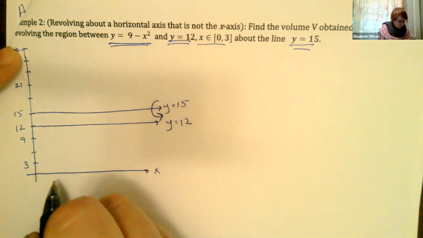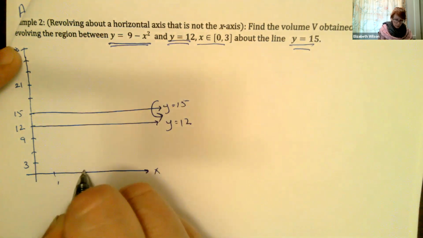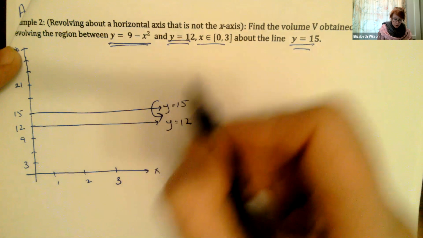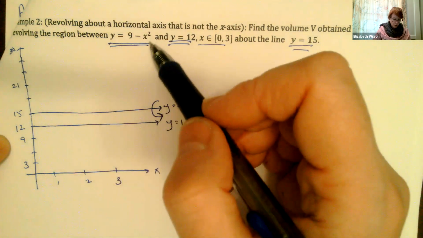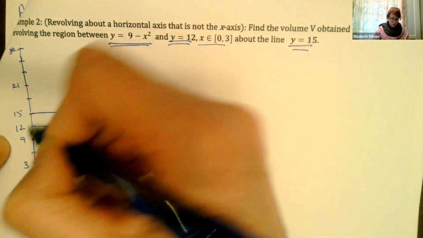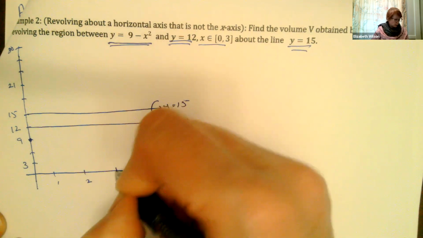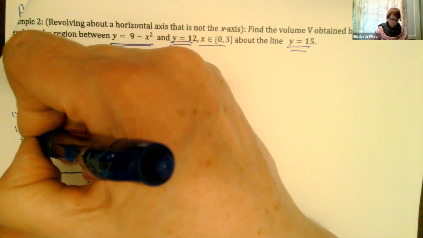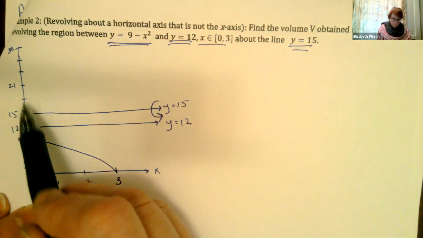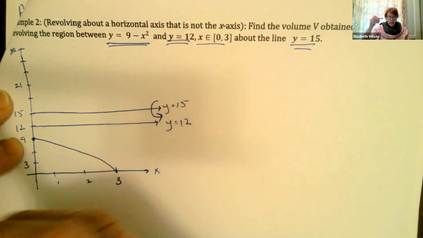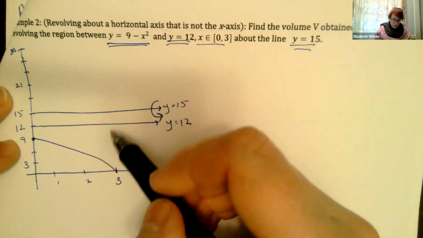And then let's start putting in our numbers. This is 1, 2, 3. We're going to go from 0 to 3. Now 9 minus x squared. So this is equal to 0 at 3. So we're basically going like this. Now I'm going to create a mirror image on the other side of my axis, just so I can create my graph, because these are my two functions here.